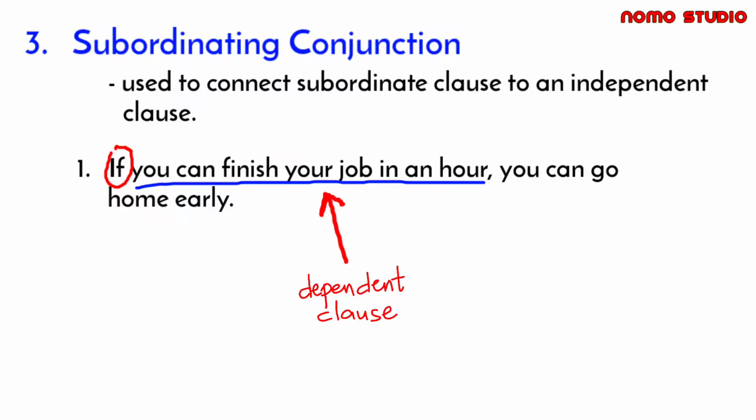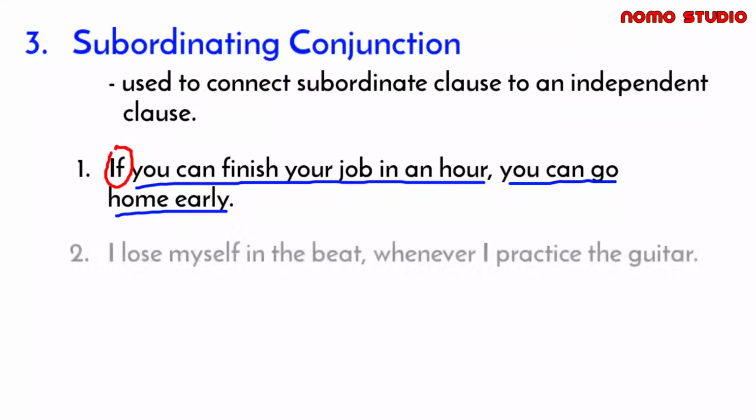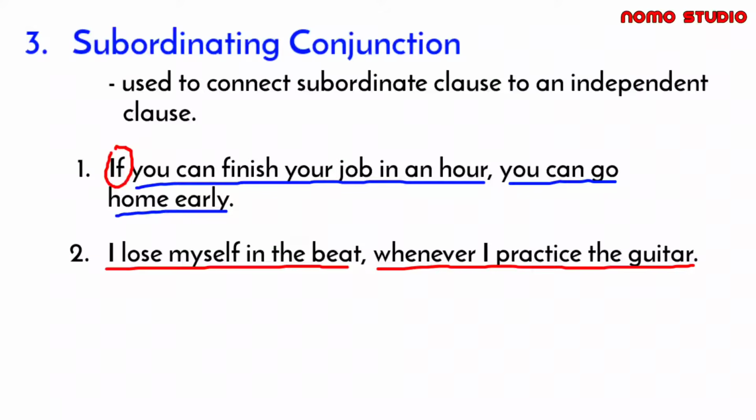It does not express a complete thought. In short, it is not understandable by itself. This one is our independent clause, which can stand alone because it is understandable by itself. It expresses a complete thought. Next example. I lose myself in the beat whenever I practice the guitar. This is our dependent clause. And this one is our independent clause.